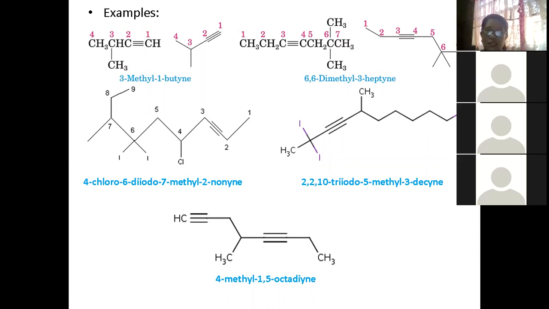There is a methyl here in carbon 5. There is 2 iodo in carbon 2 and carbon 10. Therefore, that is 2, 2, 10. How many iodo? Triiodo, 5-methyl. Where is the triple bond? It is in carbon 3, undecyne. Okay? That's the name of that.